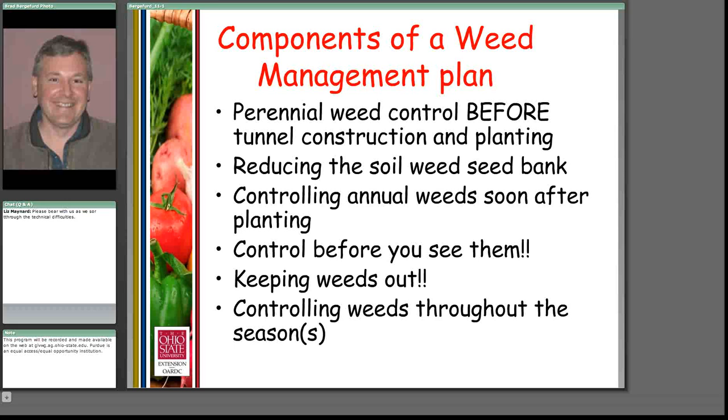Next is reducing that soil weed seed bank. If we have, say, an old hog lot where Jimson weed is a problem, and we know that's been a hog lot for 10, 20 years, then we probably want to try to avoid that site until we get that weed seed bank reduced. Then there's controlling the annual weeds soon after planting. That's once we actually have the tunnel up and we're actually growing. If we do get some weed growth in that soil in the tunnel, just like we do in the fields, we want to keep those weeds well under control from the very beginning.